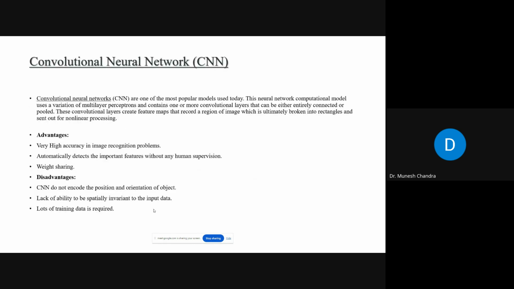And the deep learning algorithm that is used most widely is the CNN, convolutional neural network. Convolutional neural networks are one of the most popular models normally used nowadays for disease prediction. Whenever we are talking about medical data, in every field, whether brain tumor, prostate cancer, or other diseases, the size of data is very large.